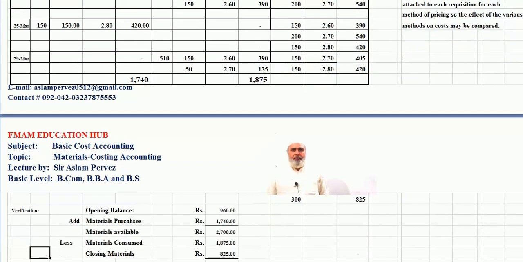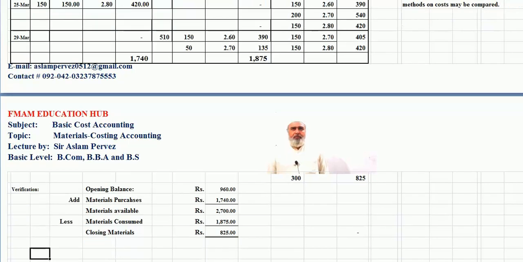Verification is here. The verification is saying to us that the opening balance is 960 units, material purchase is 1740 rupees, the total units available for use are 2700 rupees, and the material consumed in production is 1875 rupees. The closing balance is 825 rupees, which equalizes from this amount. It means that we have solved our question 100% accurately. Students, this is the FIFO method.